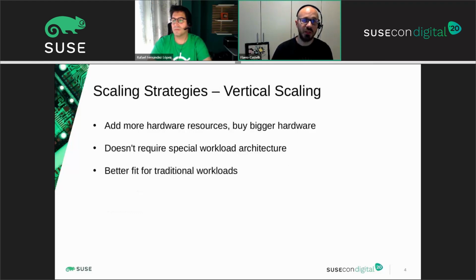So there are two possible strategies when it comes to scaling applications. The first one is to scale an application vertically. So you buy more expensive hardware, you have a more powerful CPU, a better hard drive, more memory, and then you deploy your application on top of it.